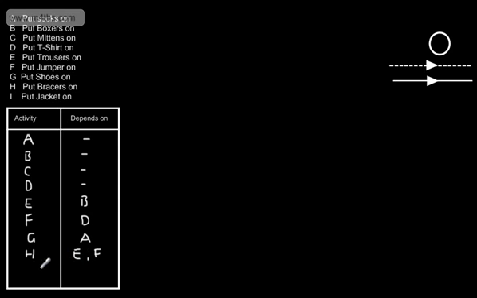Okay, put jacket on. What's that reliant on? So what that's reliant on is the following. We need to have our braces on, and that will give us the opportunity to put our jacket on, because once the braces are on, the jumper is on, the trousers are on, and we're good to go. So this now is a precedence table, and it will allow me to draw an activity network.